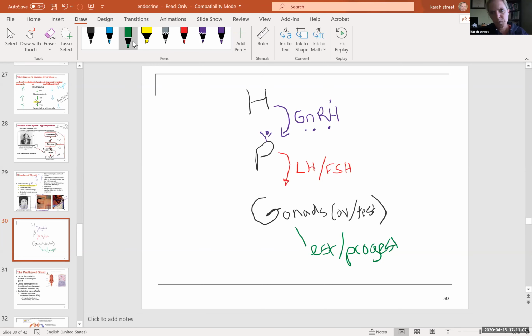And estrogen and progesterone feed back, but it's mostly estrogen that feeds back to the hypothalamus. So estrogen feeds back to the hypothalamus, so does progesterone, but it's mostly estrogen's job. And progesterone, its primary job is to go after the uterus. And if the woman were to have sex and get pregnant, it prepares the uterus for implantation. Okay, so this is the typical pathway.